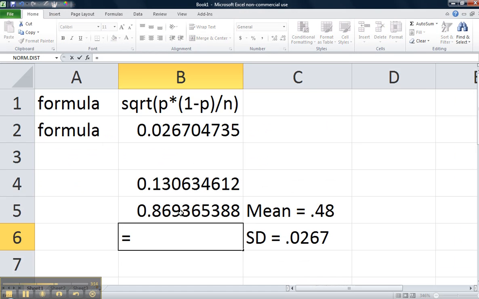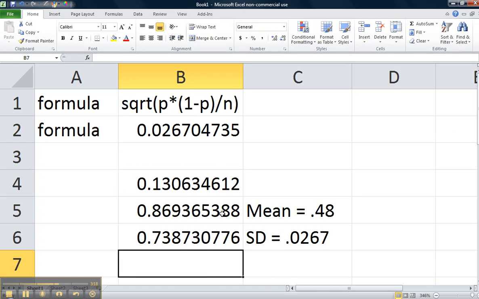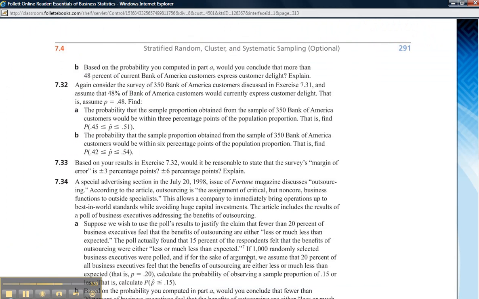Okay, I just need to take those and subtract. That's my answer. This value minus this value. Your answer is 0.7387, so forth. So there's a 73.87% chance that the percentage or proportion will be between these two values.